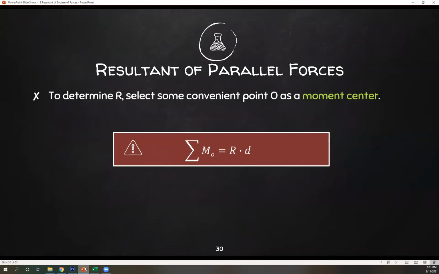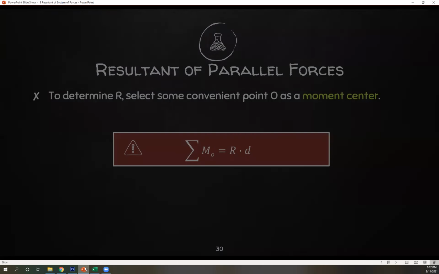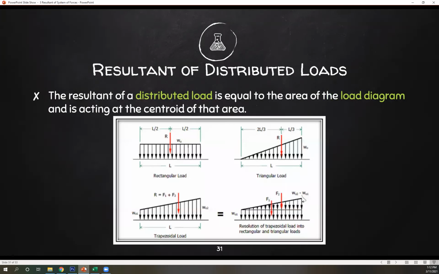So to determine R, select some convenient point O as a moment center. That is what we've been doing, selecting your moment center. Usually it's O. So summation of moment O is just RD, resultant times perpendicular distance. So the concept of moment is still the same. Now, usually you've been working with point loads, but you also have what we call your distributed load.